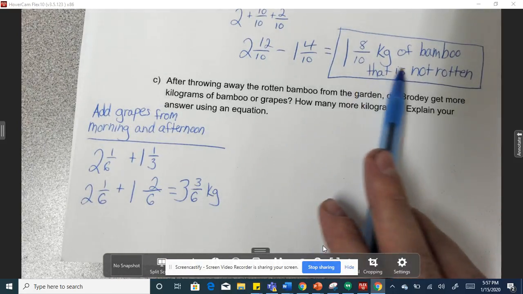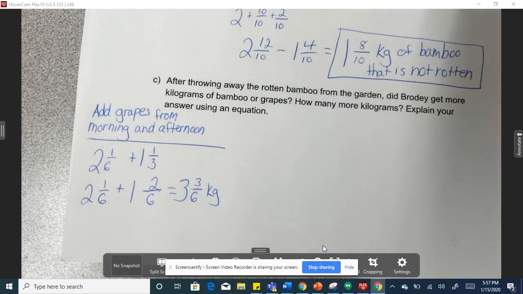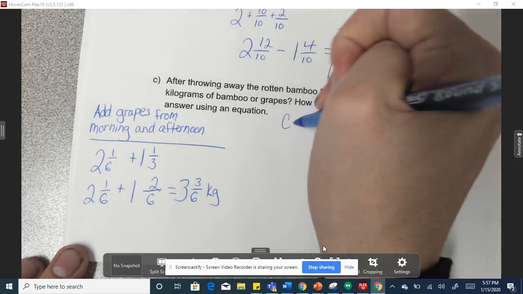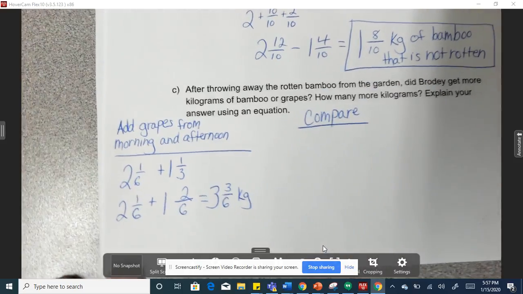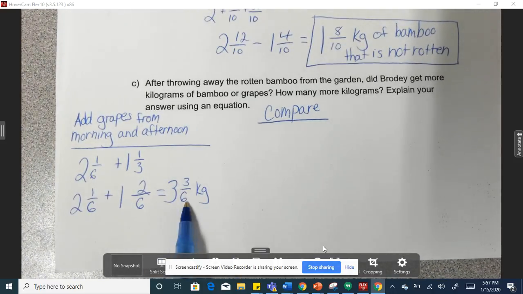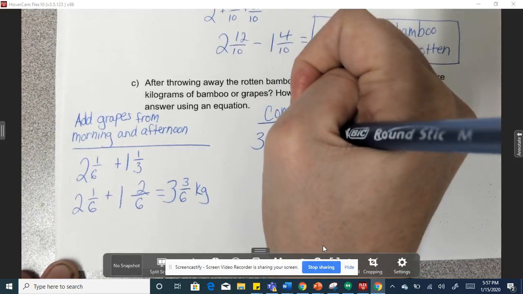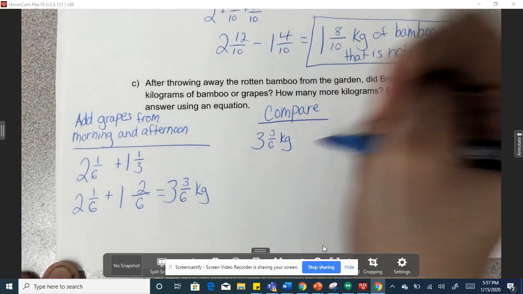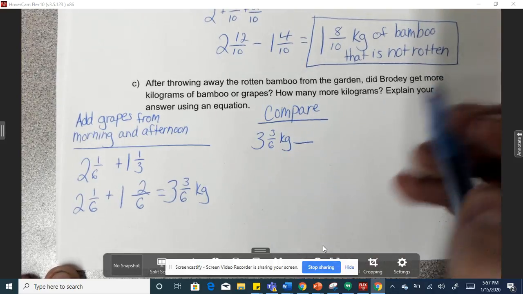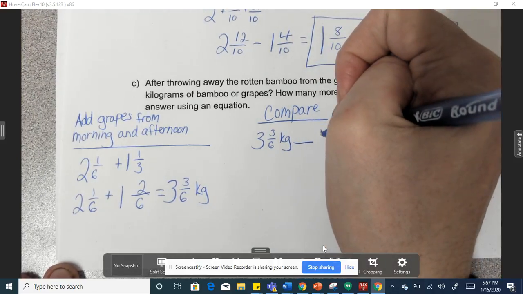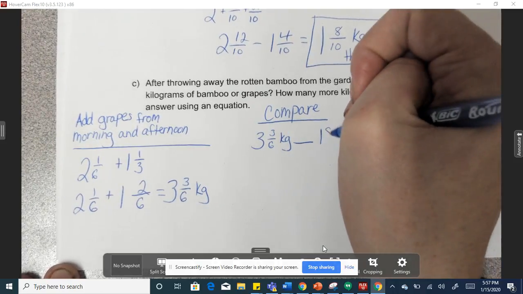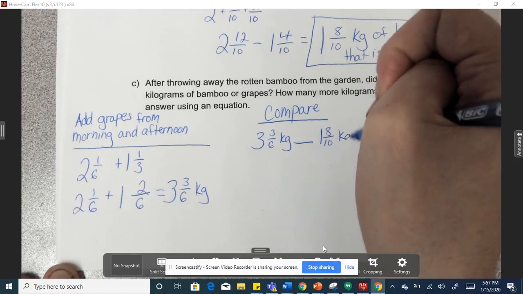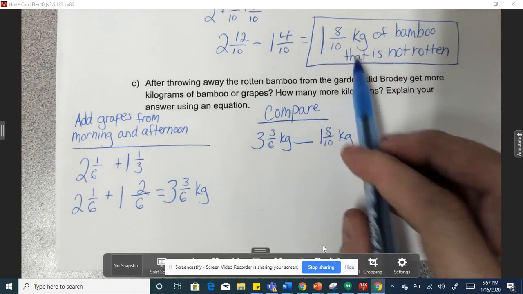Looking at the problem from before, we know that he collected 1 and 8/10 kilograms of bamboo. So let's compare. Okay, so we're now going to compare the amount of grapes that he collected, which is 3 and 3/6 kilograms, compared to the 1 and 8/10 kilograms that he got from the bamboo.